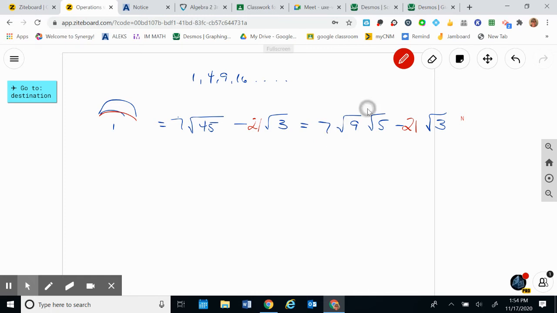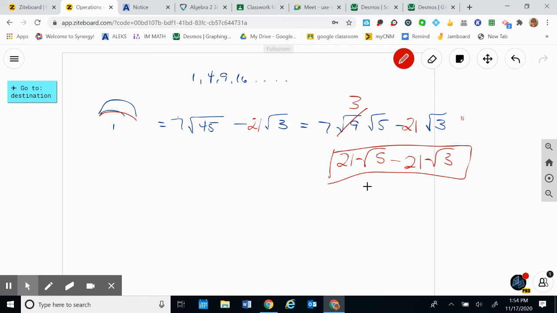Okay, simplify. I get 21 root 5 minus 21 root 3. And you might be tempted to put these together because they match with the 21, but don't be. They are not like terms because root 5 and root 3 are totally different things. So you have to just leave it. That is the answer.